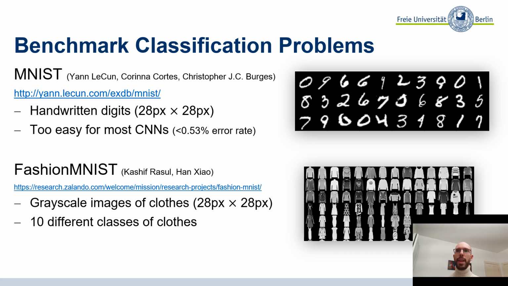A data set that's a bit more difficult is the Fashion-MNIST challenge, which was created at Zalando Research, where instead of images of digits, they have grayscale images of clothes, also 28 times 28 pixels of resolution, and also 10 classes, only not 10 classes of digits, but 10 different classes of clothing. The idea here was really to make a data set that's as similar to MNIST as possible, but that is more difficult than just regular MNIST.